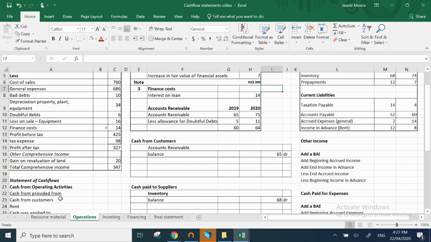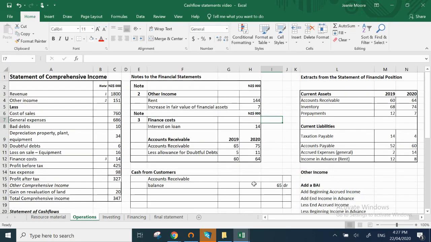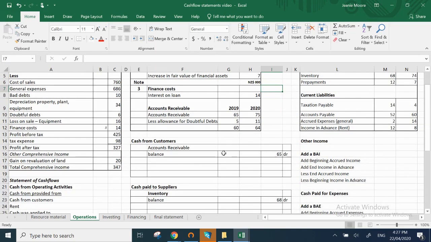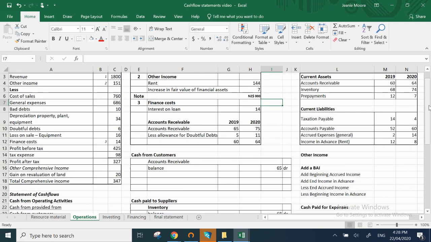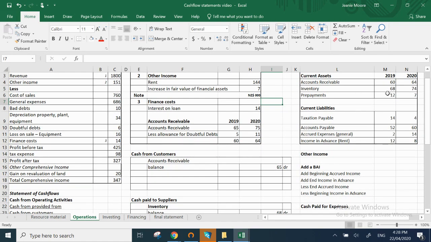We're going to start off with our cash from customers. Now, for cash from customers, I'm going to use this tool here. I'm going to reconstruct the accounts receivable ledger account. Now, to do that, I'm going to look at my statement of financial position, and I'm going to look at my current assets. And for this, I'm going to need my opening and my closing balance of accounts receivable. Now, this is the trick with accounts receivable though, is you've always got to check whether there's a note to go with it. And for this business, I do have a note.